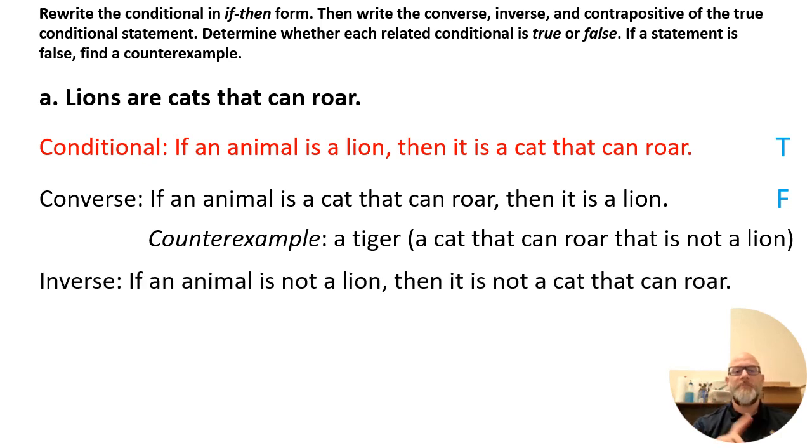Inverse, it's just not P, not Q. If not P, then not Q. If an animal is not a lion, then it is not a cat that can roar. Let's think about this.